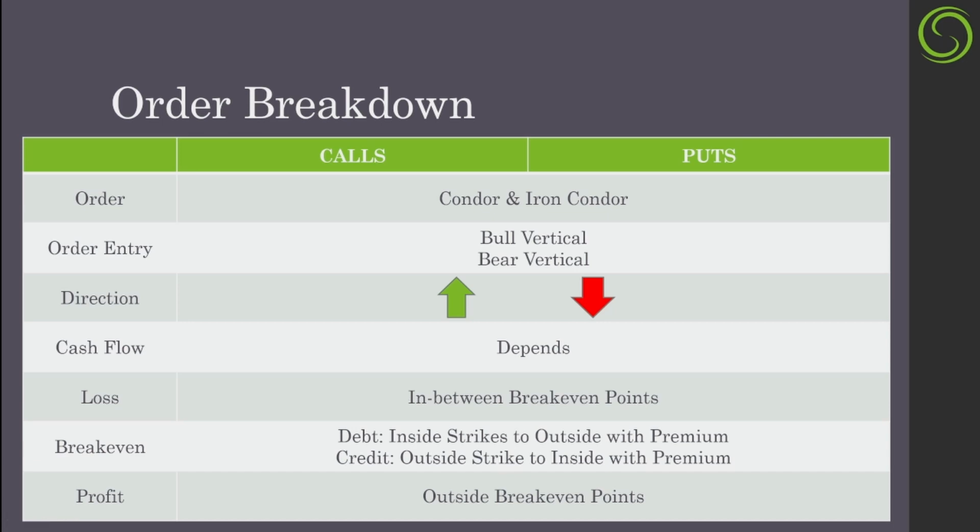This time, the break-even points are a little bit switched with the debit and credit. For a debit transaction, it's going to be inside strikes to outside with the premium. And for the credit, it's going to be outside strikes to inside with the premium. Then anything outside the break-even points is going to be our profit.